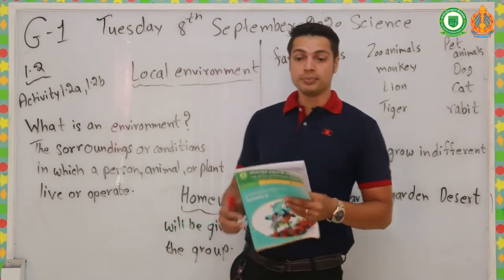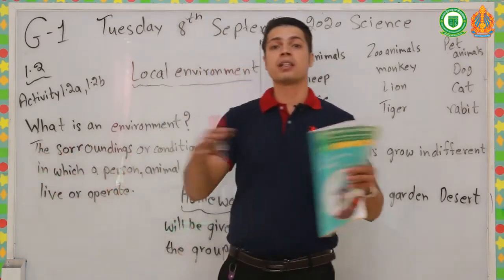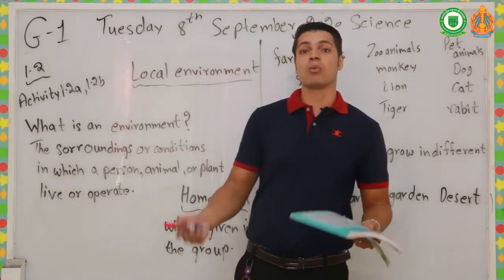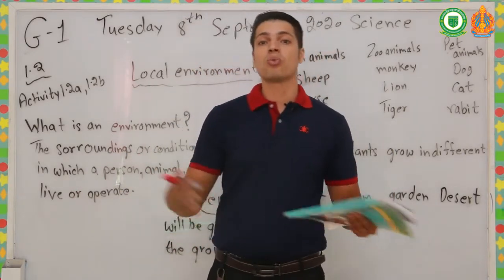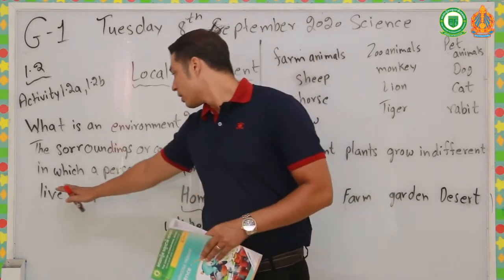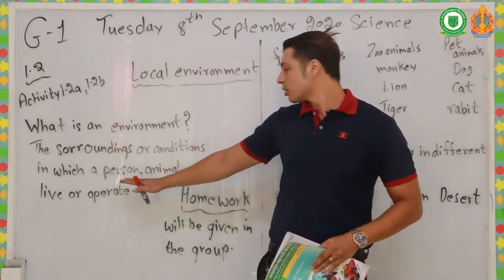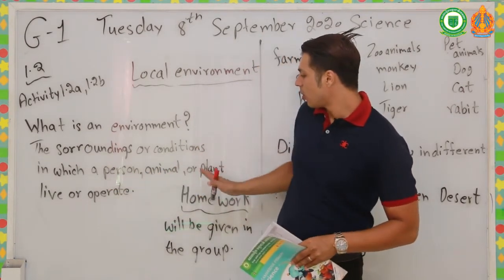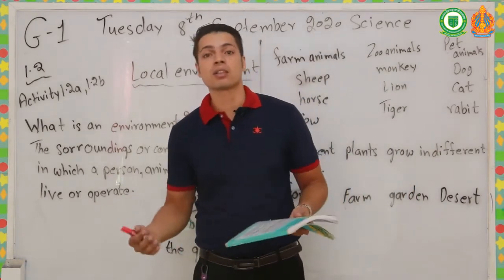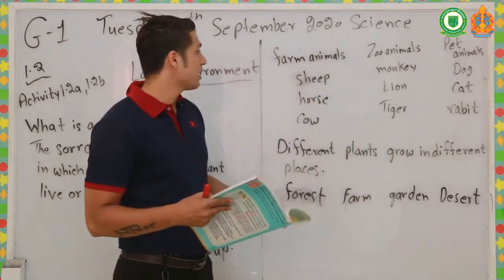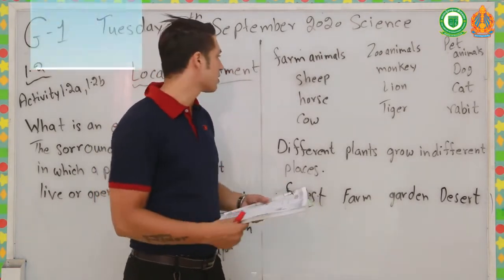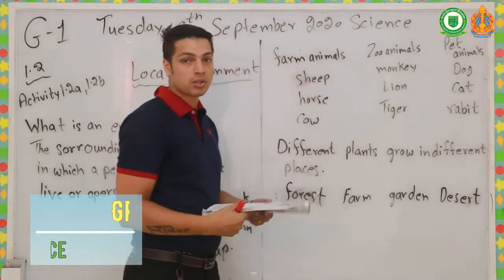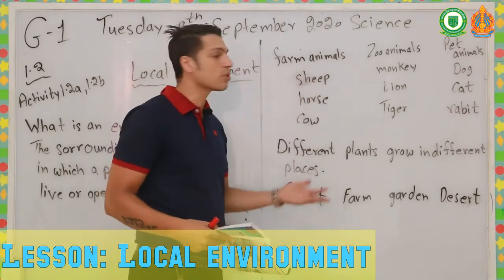Surroundings means objects and things around us that we use. Conditions means things like weather, ideal weather, good weather, not too hot and not too cold, in which all living things, like us human beings, animals or plants, live or operate, meaning we can survive. Different animals live in different places. Farm animals like sheep, horse and cow live on the farm, because they have the ideal environment and surroundings to survive there.